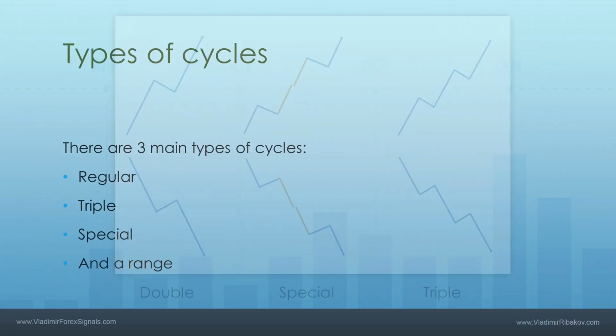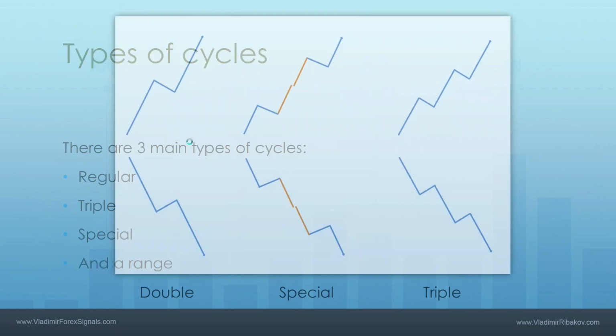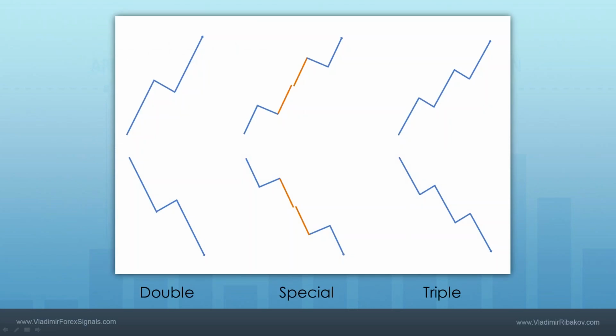This is how it looks. All right, so basically, what do we have here? This is double: two waves up, or two waves down. That's a bullish double cycle, and a bearish double cycle. Double means two waves, and I'll explain the difference between them. Triple means we have three waves to the upside or to the downside.